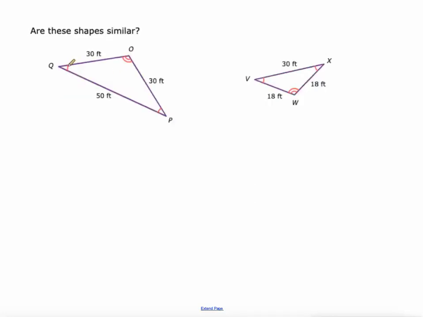Here, okay, we've got Q congruent to either V or X, P congruent to either V or X, and then we've also got O congruent to W, so yes, these are congruent.